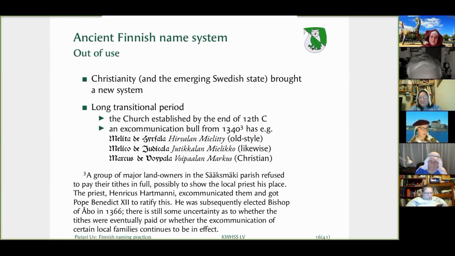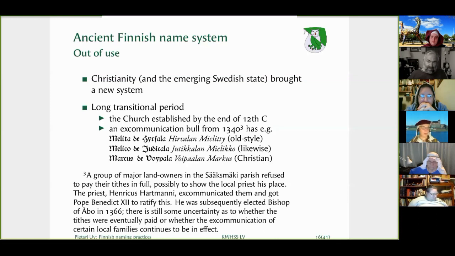So anyway, around the late 12th century, early 13th, the church started to establish itself and transform the way people were named, and this happened pretty rapidly. Although some of the old style names were still in use for almost 2 centuries. There's a famous excommunication bull from 1340 that still has a couple of the old style names.